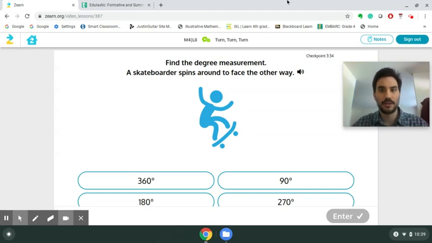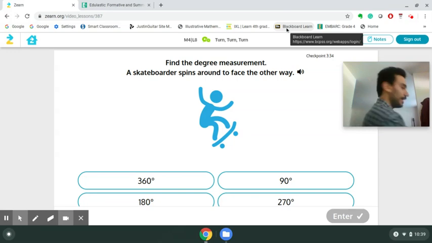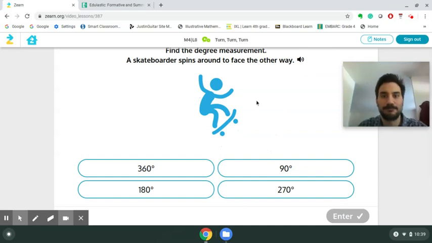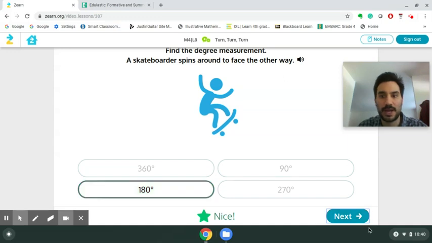If you spin and face the exact opposite direction, what's our degree measurement? Pause the video and put your answer. If you said 180 degrees, you are correct. Nice job.